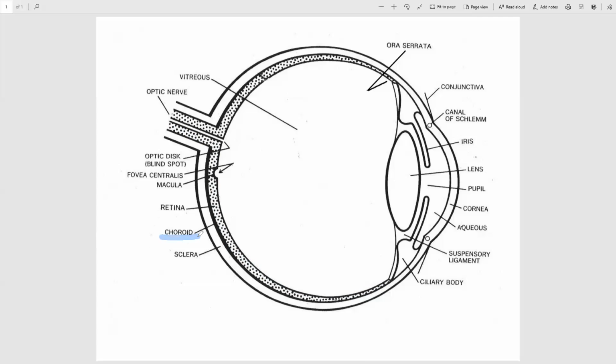The choroid is this black layer here in this picture. It's the layer between the retina and the sclera, consisting primarily of blood vessels which provide nourishment to the retina. And last but not least, the sclera, which is the true white part of our eye, the whites of our eyes. It goes all the way around the eye. It's the tough, white, fibrous, outer protective layer of the eye.